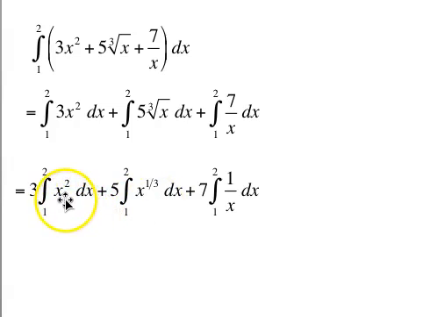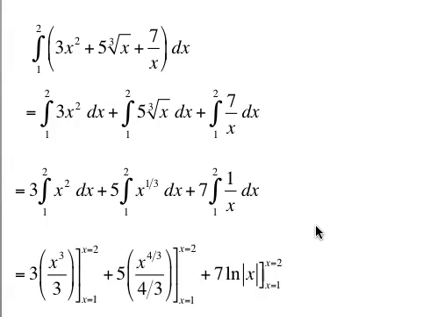Now I can get the antiderivative of x squared by using the power rule. X to the n plus 1 over n plus 1. X to the 3rd over 3. I can get the antiderivative of this also by the power rule. 1/3 plus 1, 4/3. X to the 4/3 over 4/3. But the antiderivative of 1 over x is going to be one that you're going to have to memorize. The derivative of the natural log of x is 1 over x. So the antiderivative of 1 over x is the natural log of the absolute value of x. So reminding you of that.